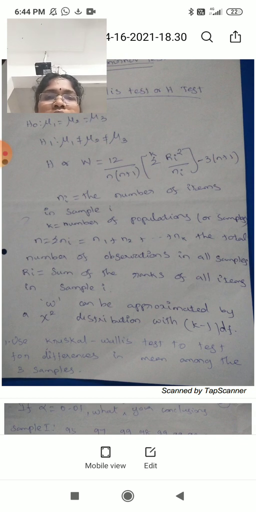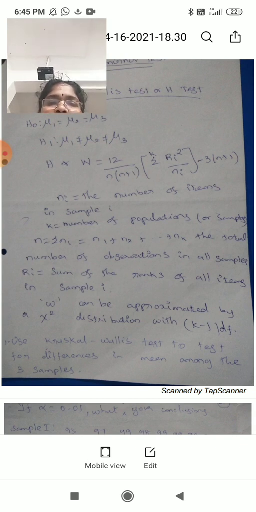Here ni is the number of items in sample i. k equals the number of populations, and n equals summation ni, equal to n1 plus n2 up to plus nk, the total number of observations in all samples. Ri is the sum of the ranks of all items in sample i.